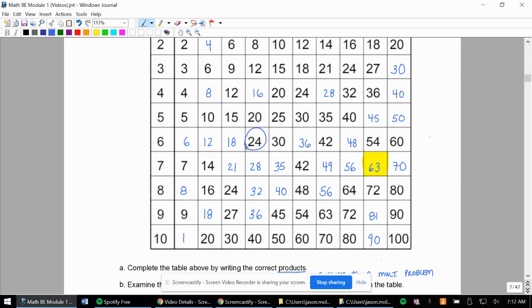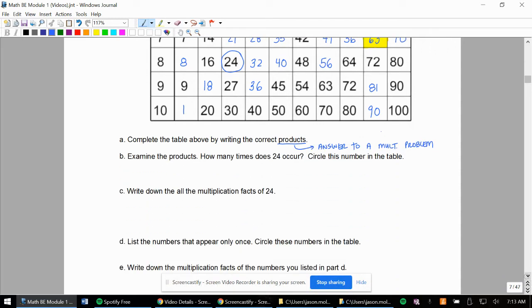Here's 1, 2, 3, and 4. And so 8 times 3 is 24, and 3 times 8 is 24. So these are almost the same times table facts, as well as 6 times 4 and 4 times 6. So we're going to answer the question.